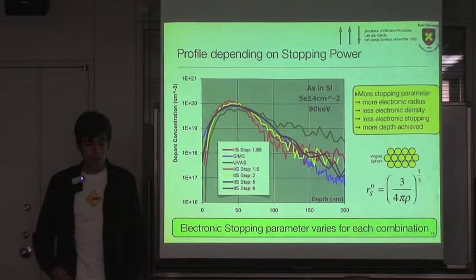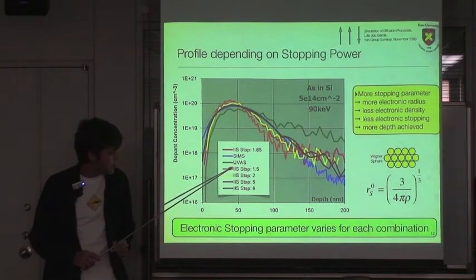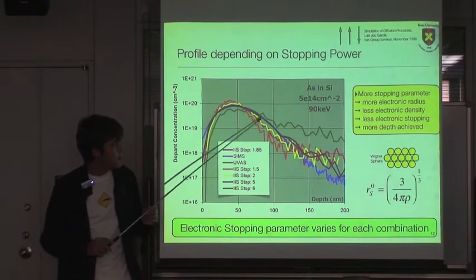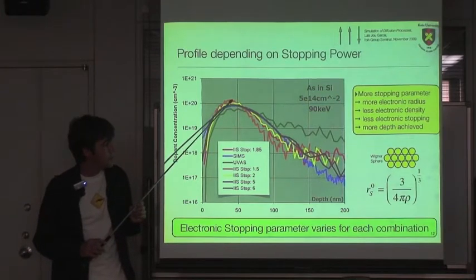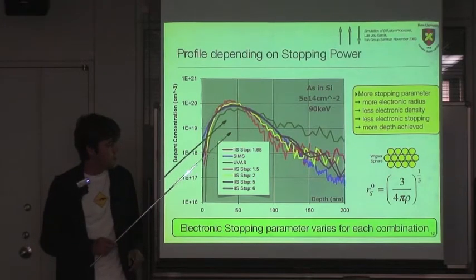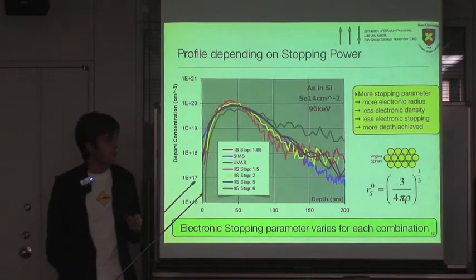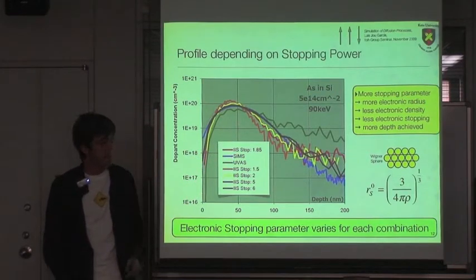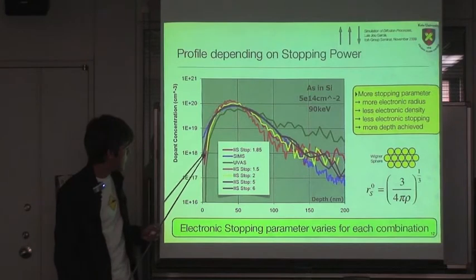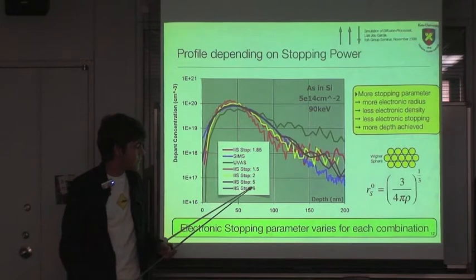Then how the profile depends on stopping power. So as you can see, when we increase the stopping power, the profile becomes wider, and also the peak moves to the right and down. This parameter depends on every combination of implant species and bulk material. In the case of arsenic in silicon, the best fitting value is the purple line. It's very close to the black line. That is a value of 5.